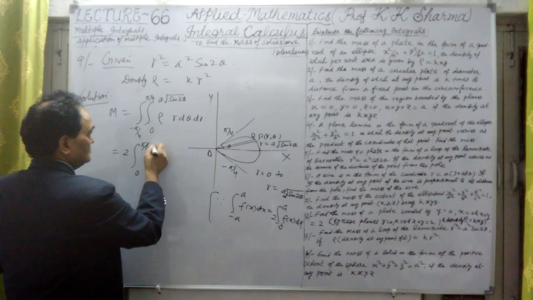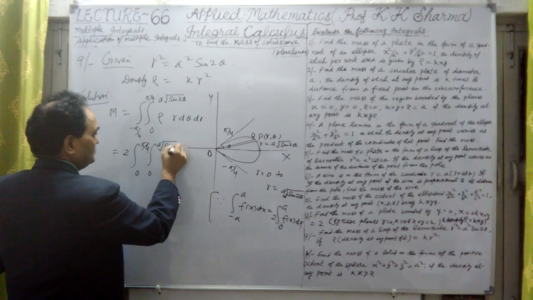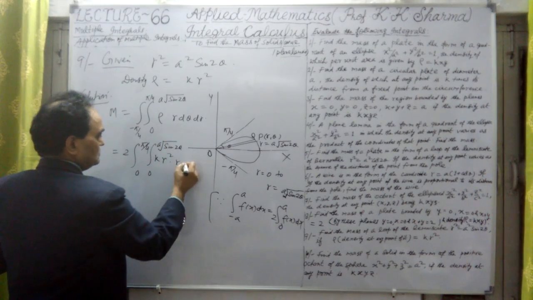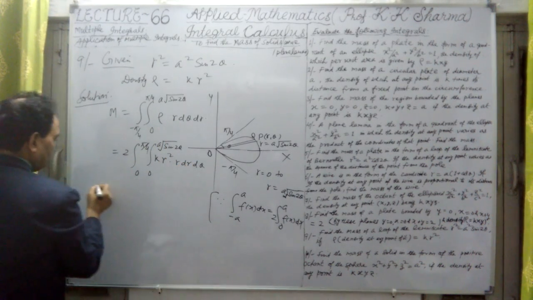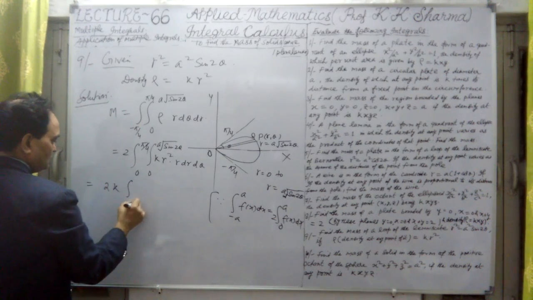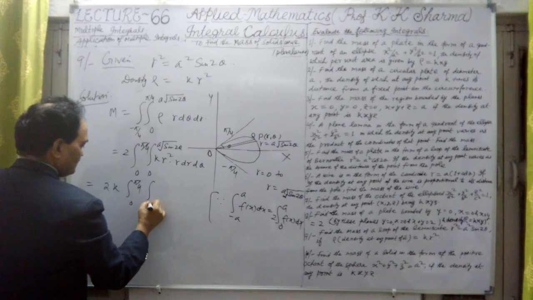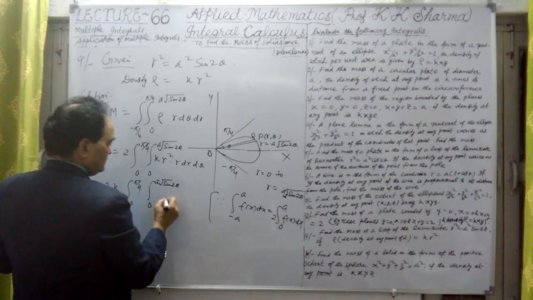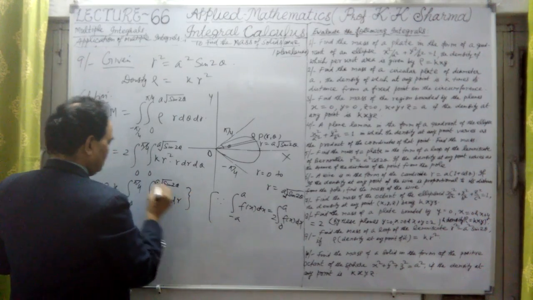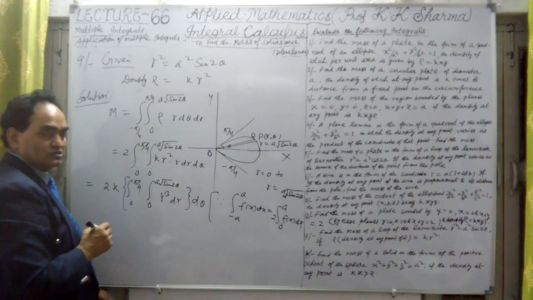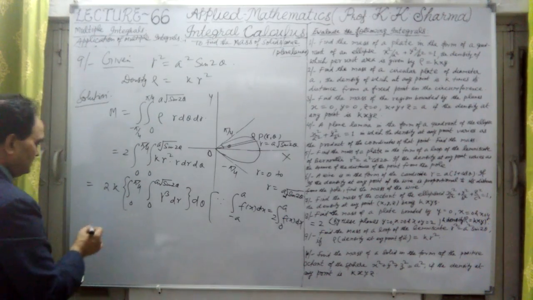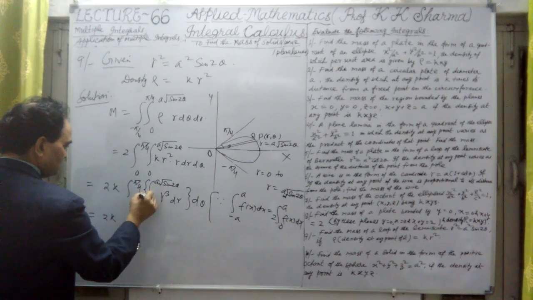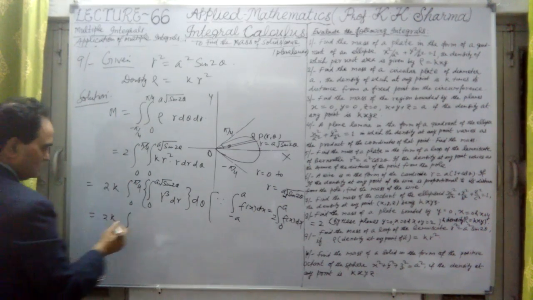Now come to the point. The value of rho is k into r square, into r dr d theta. Let me take the constant k outside. This is twice k, 0 to pi by 4, with limits of r from 0 to a square root of sin 2 theta, the integral of r cube dr. Let me write this in curly brackets into d theta. First integrate with respect to r, and then substitute the limits. Only this part in the curly bracket is to be integrated.